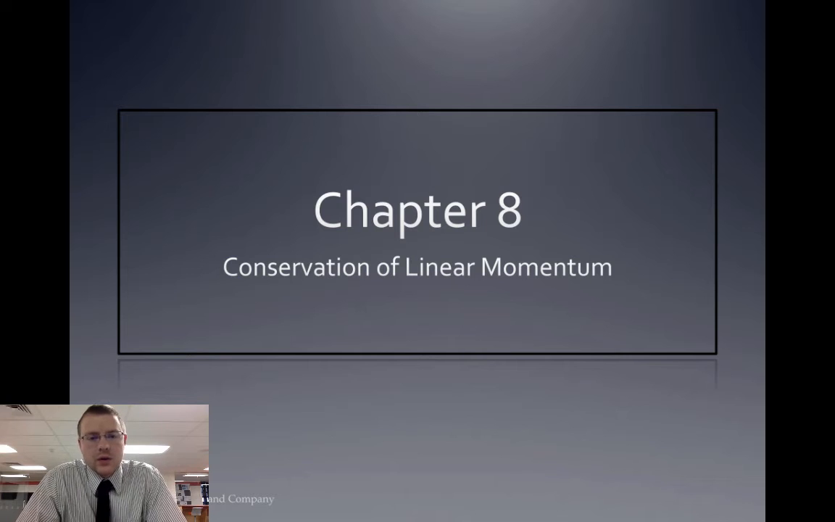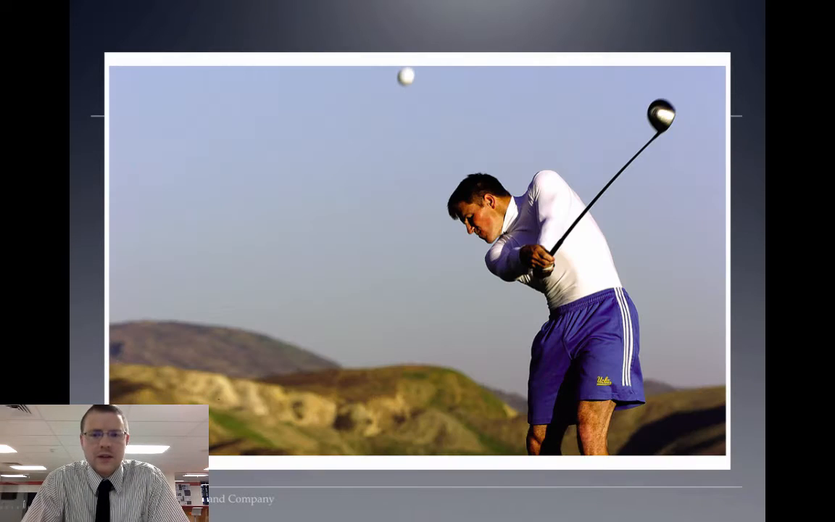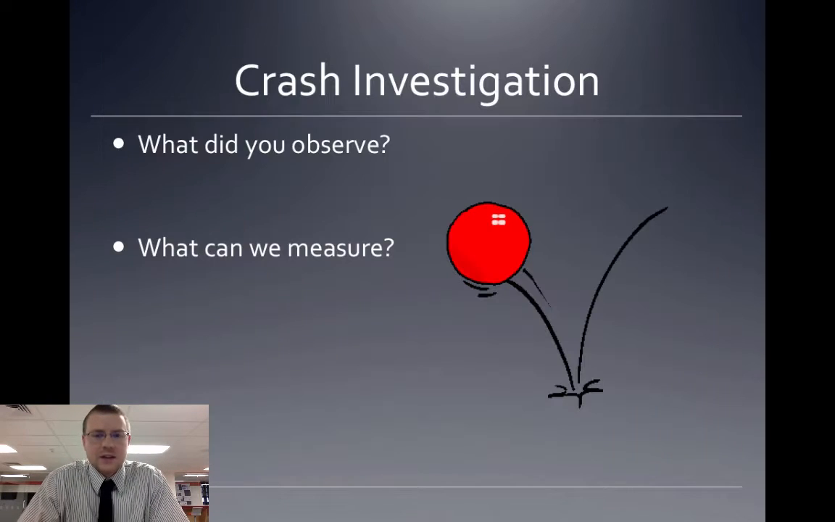Hey everyone, we're going on to chapter 8 here. We're going to look at this idea of linear momentum and what that entails. If we see here, we've got a guy that is hitting a golf ball, so obviously this idea of momentum is going to have to deal with objects in motion, just like everything we've done so far. So let's see what that's going to entail.